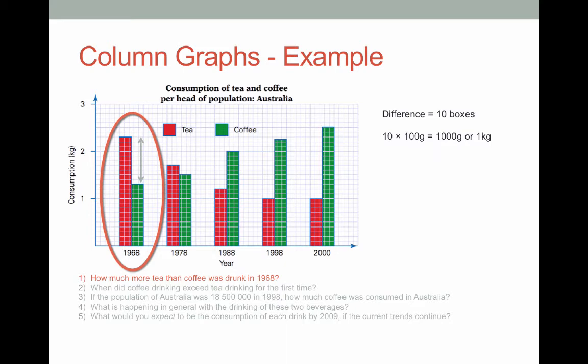Now, this is a written question, so we should have a written answer. So 1 kilogram more tea was being drunk per head of population than coffee in 1968. You'll notice that I have a lot of parts to this answer. I have the answer itself, 1 kilogram more tea was being drunk. I've also mentioned per head of population, because if I just say 1 kilogram more tea was being drunk than coffee, then that might say that it's for the whole population of Australia and not just for one person.